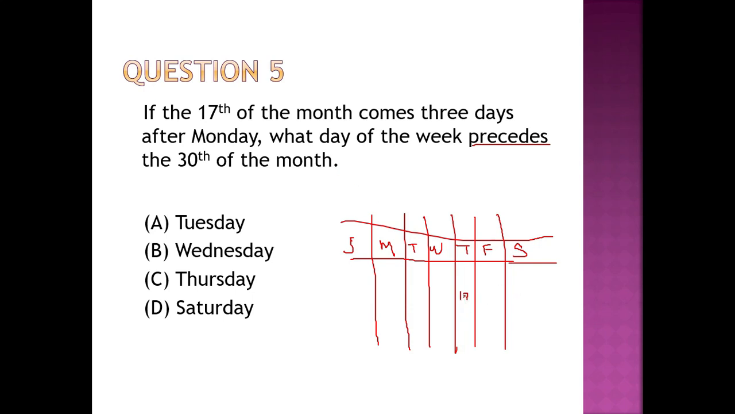So we add 7 to 17 and you get 24. So the 24th of the month would be on a Thursday. The 25th, 26th, 27th, 28th, 29th. So the 29th of the month will be on a Tuesday, and the 29th of the month comes before the 30th of the month, right?